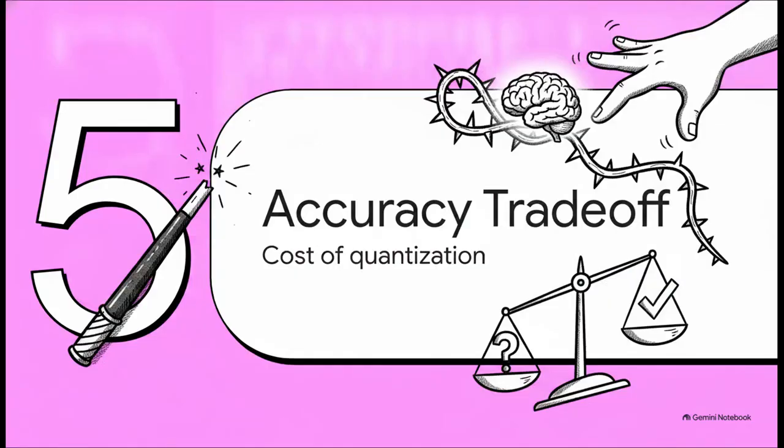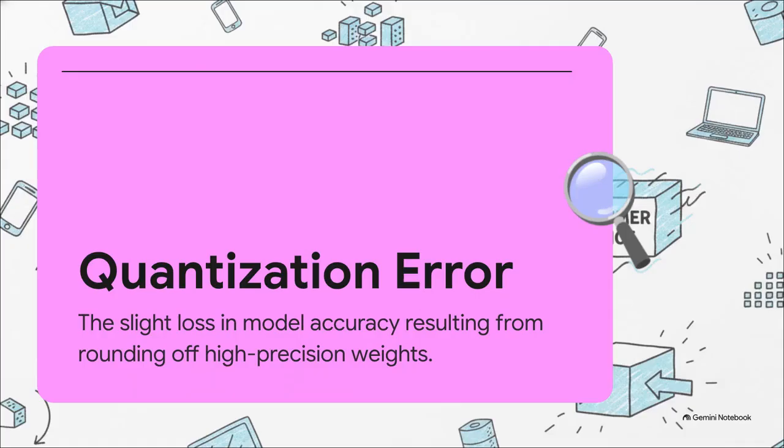But of course, there's always a catch. Let's look at Section 5, the accuracy trade-off. In the world of computing, you can't get something for nothing. So let's talk about the cost. The catch here is known as quantization error. It's the slight loss in model accuracy and smartness resulting from rounding off those high-precision weights.